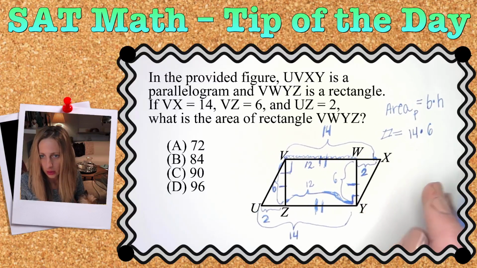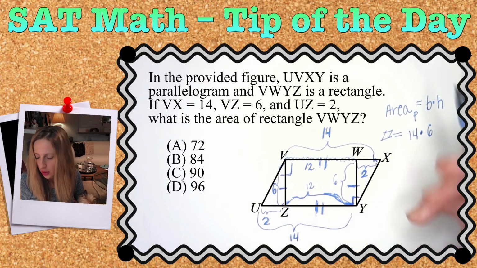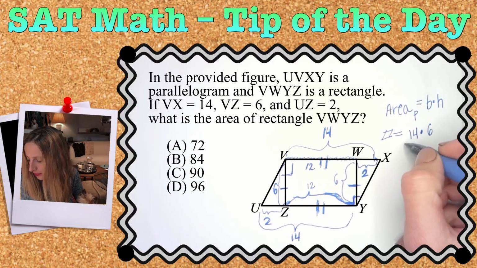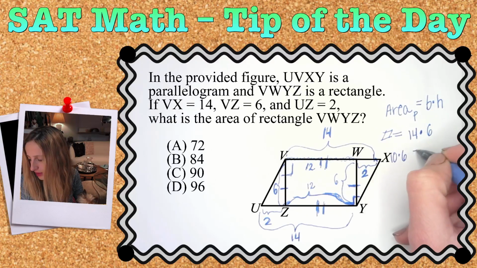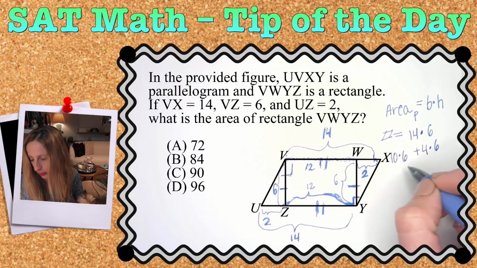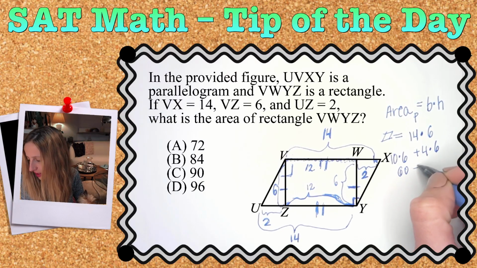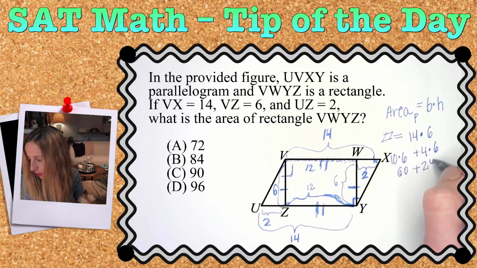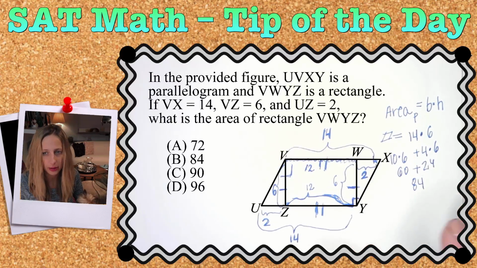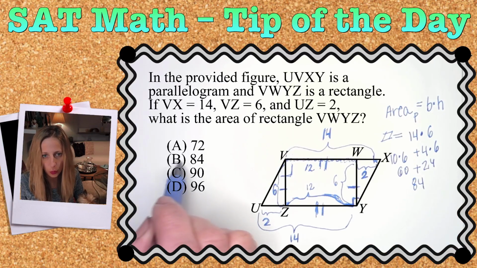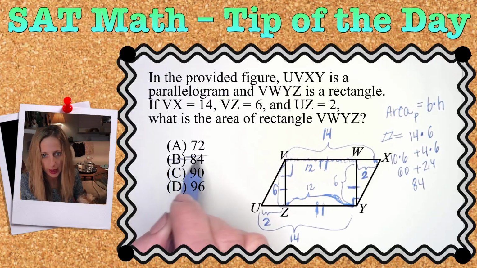Okay, now, 14 times 6. If you're doing a non-calculator section, you can do something like 10 times 6 plus 4 times 6. So you're sort of using the distributive property in reverse order. Then we have 60 plus 24, which is 84. So 84 would be the area of the parallelogram. Sure enough, 84 would be a choice, okay?